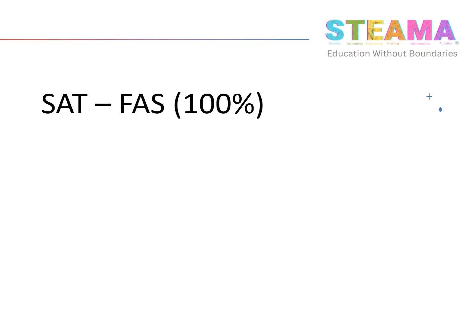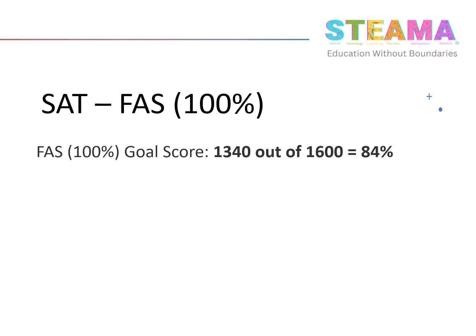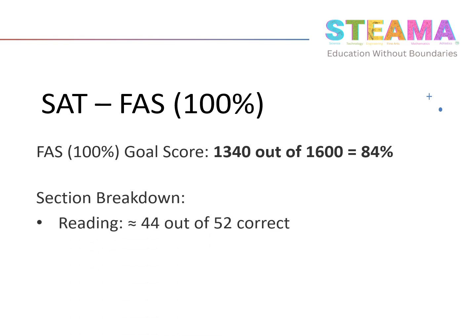To ensure that everybody gets an opportunity to get these same lessons that you would get in a STEAMA college test prep class, we're going to help you break it down. So we're going to start off with the SAT. In order to get the 100%, you need to get a 1340 out of 1600, which means your percentage is 84%. So you would just multiply each section by 0.84. For instance, on the reading, if there's 52 questions, you need to get 44 correct. The math, 49 out of the 58.